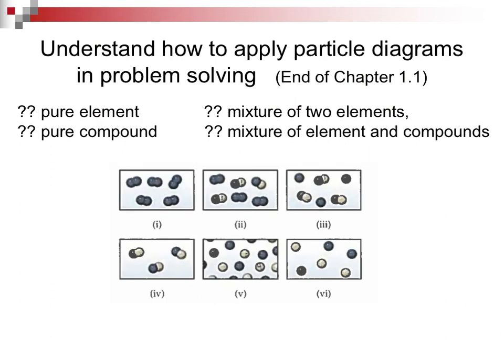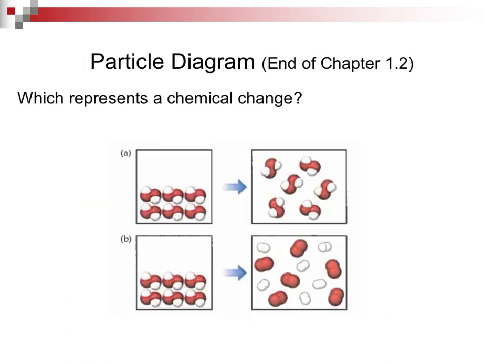So what else do you need to pick up out of these first 3 chapters? Well, understand how to apply what's called a particle diagram. That's these pictures. They did not exist when I was in college, but they feel they're important now. I'm not going to work this one here because it's the end of your textbook chapter 1.1, where you need to identify elements, compounds, mixtures of elements, and mixtures of compounds. I think you can handle that.